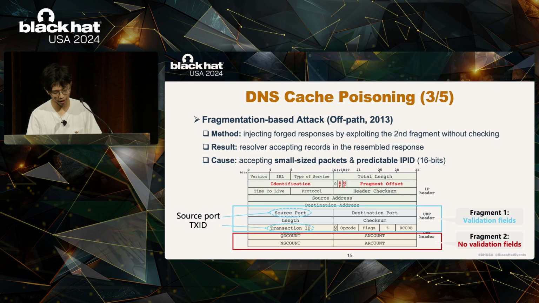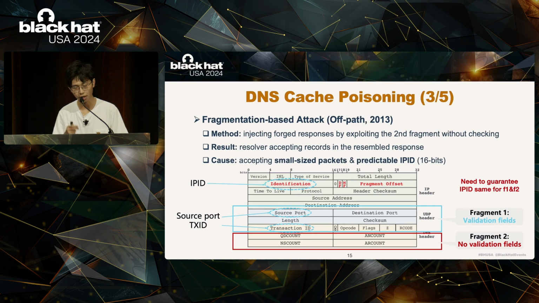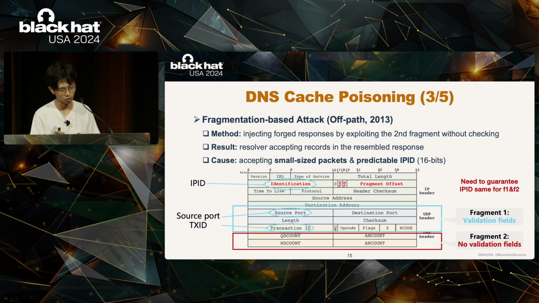You can see that the attacker can try to inject a forged response by spoofing the second fragment without checking, because there is no validation field in the second fragment. But in this case, the attacker needs to guess the IP ID value to make sure that fragment 1 and fragment 2 will be reassembled at the client side as a legal IP packet. But the IP ID only has a 16-bit space, so it's easy for the attacker to brute force.